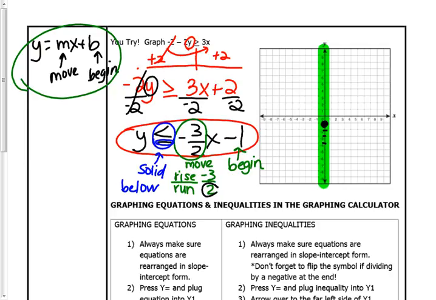Well, my run was positive, right? So +2, 1, 2. Then we'll plot a point and do it again. Down 3, 1, 2, 3, over 2, 1, 2. You could even do it again if you want.